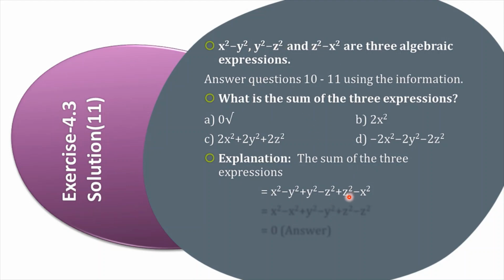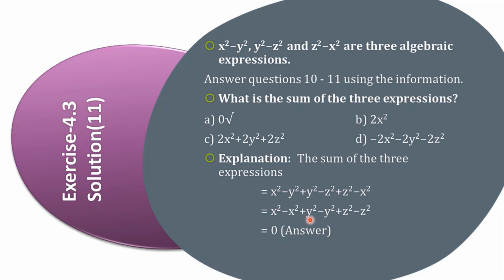As you know, the similar terms or similar variables we can add by this. Then if we arrange this with the similar terms, x square minus x square we can write down, plus y square minus y square, plus z square minus z square, because they are the similar terms or same variable. So my dear students, if we subtract x square from x square, we will get 0.